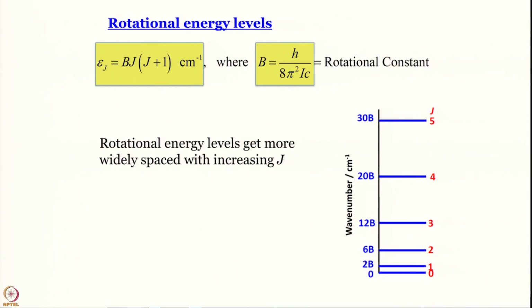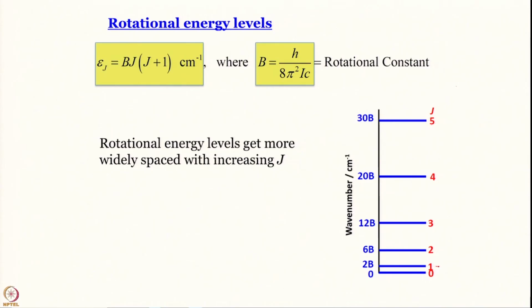Now, look at this: epsilon J equal to B into J plus 1, B equal to h by 8 pi square I C. So, what is J, what is the next level after 0? J equal to 1. When we put J equal to 1, what do we get? Maybe I can just write that. The minimum rotational energy is 0, we have written. What happens when, maybe we will write like this, these J values are already given here, is it not?